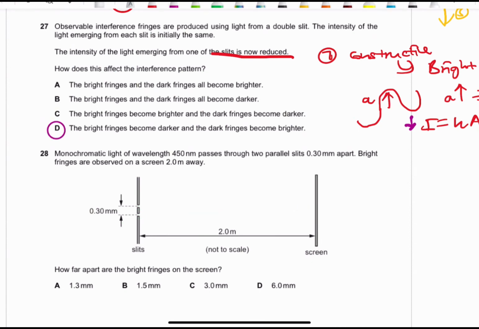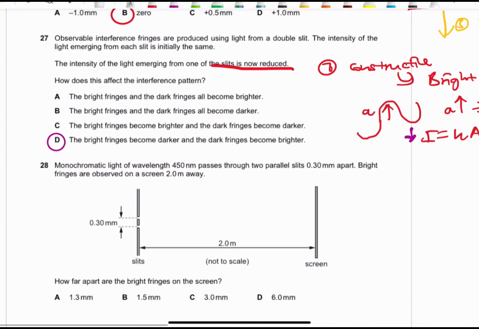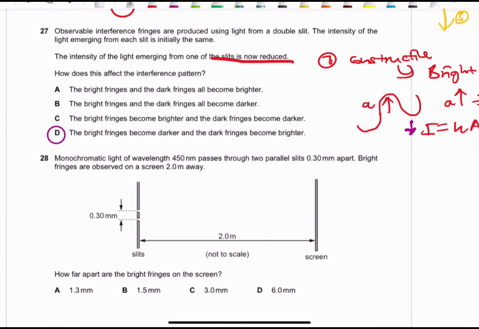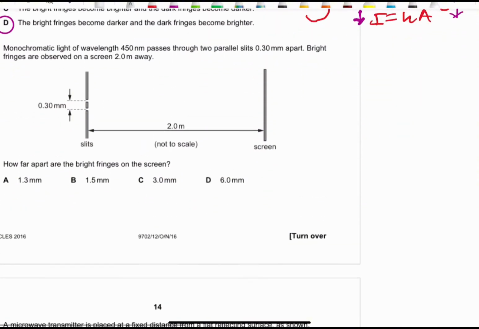So very important, right? Whenever you're given these intensity problems, always think, how is the intensity changing? If the intensity is reduced for one of those slits, it means that the amplitude for that is going to decrease. If it's constructive, it won't be fully constructive, so it won't be as bright as it once was. It will be darker. If it's destructive, it won't be fully destructive. It's going to be lighter than it once was. That's how interference basically works, okay? Move on to question 28.